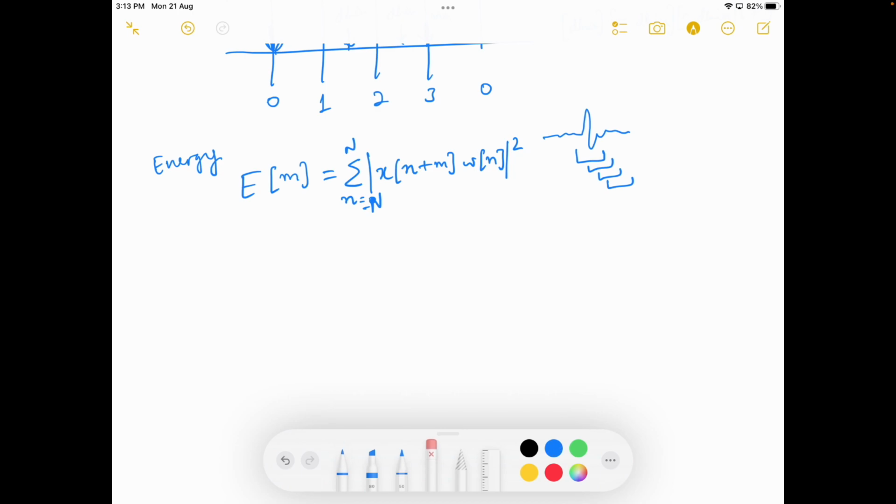I will not write this because that's obvious, because you are using w, and w is a finite window. That is the expression for w. Right? Can you appreciate this? As my m is increasing, my window is moving forward. Why? Because my signal is moving backward, so my window is moving forward relatively. Okay, this is the energy measure.